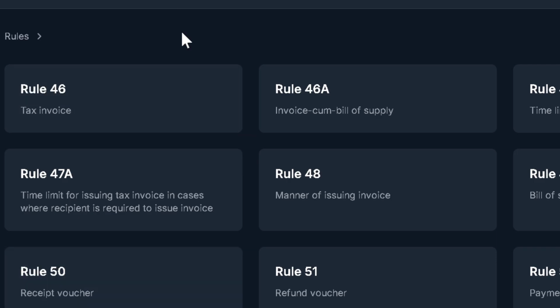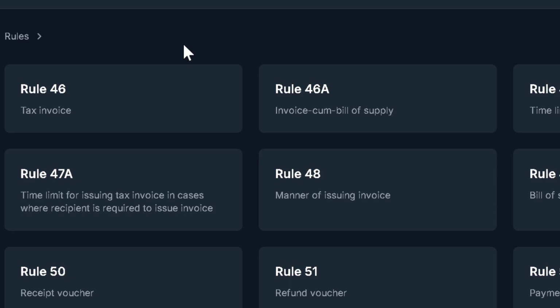Rule 46: tax invoice. Rule 46A: invoice cum bill of supply. Rule 47: time limit for issuing tax invoice. Rule 47A: time limit for issuing tax invoice in case where the recipient is required to issue invoice. Rule 48: manner of issuing invoice. Rule 49: bill of supply.